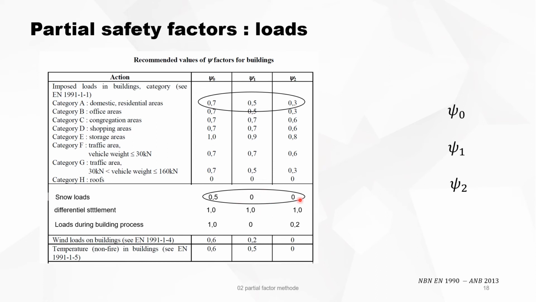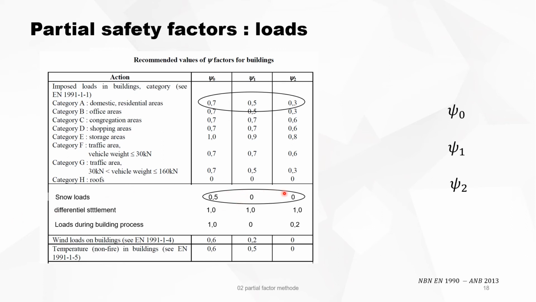Remarkable is if you look at snow loads, the psi1 and psi2 factors are 0. So you don't have to combine them. It means that the snow load must not be combined together with the other loads. But don't make a mistake. If the snow load is the first variable load, then you combine it with the psi1 and psi2 factors of the other loads. But you never take a combination of psi1 and psi2 of the snow load together with another primary action which is not a snow load.